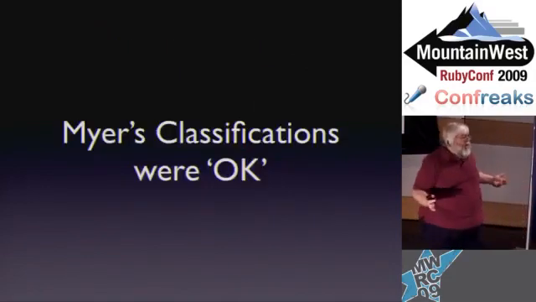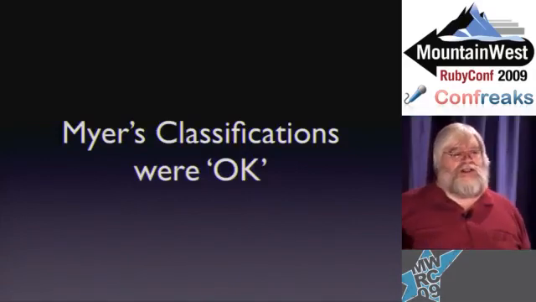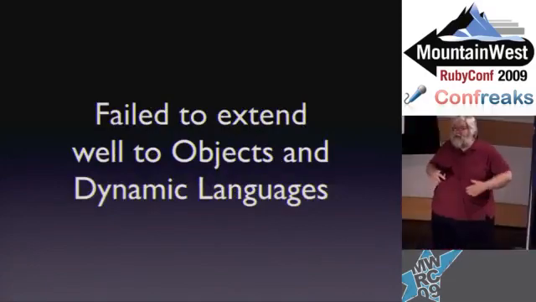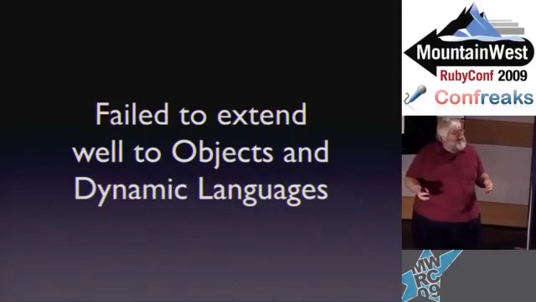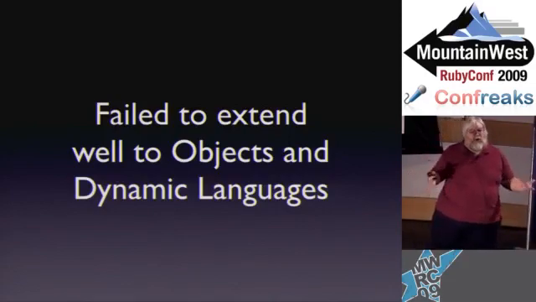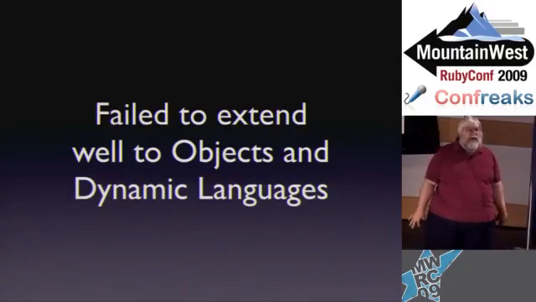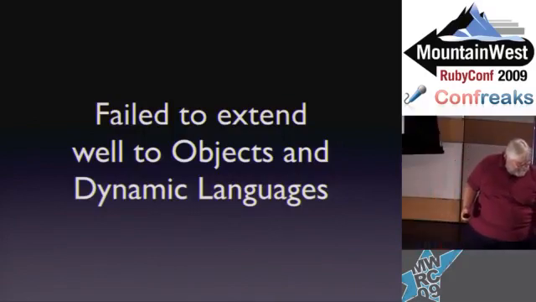So that was back in the 70s. And Myers' classifications were good, but they had a major problem in that they didn't extend well to object-oriented languages, and not to dynamic languages either. It was good at explaining software of that period, but in today's dynamic OO languages, we need something that gives us a little more information.